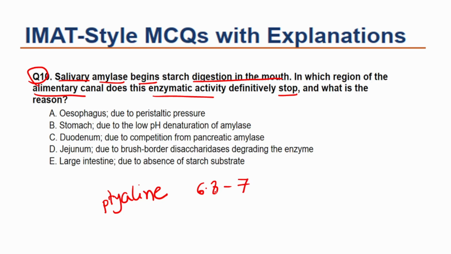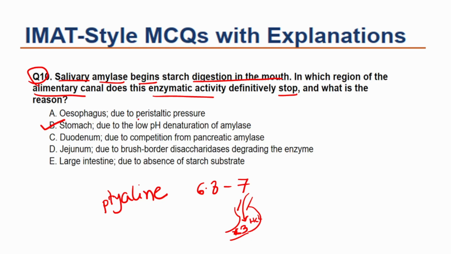As the swallowed bolus enters the gastric chamber, it encounters a massive influx of hydrochloric acid that drops the local environmental pH to a highly corrosive range of less than 3. This extreme acidity disrupts the ionic and hydrogen bonds stabilizing the amylase enzyme, causing it to undergo immediate and irreversible denaturation, which permanently halts all oral carbohydrate cleavage. Therefore, the correct answer is B, stomach, due to low pH denaturation of amylase.